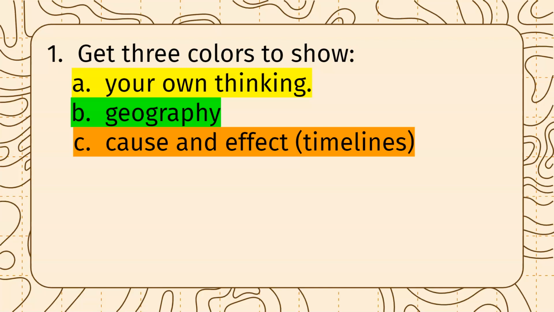Another color, you're going to highlight where you've written about geography. Where have you talked about places, distances, things like that. And then you're going to highlight all the places you've talked about cause and effect, or timeline. This event caused this event to happen. Now, as you go through this, if you can't find any spots, you know what to do. Right? You know what the expectations are, because all of your drafts need to have this information in it. Okay? All right.